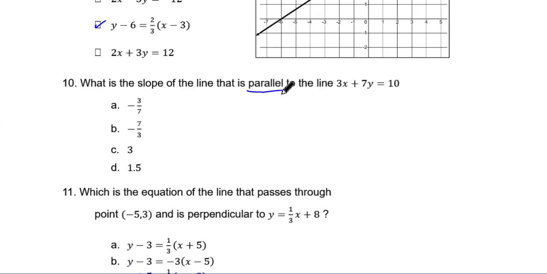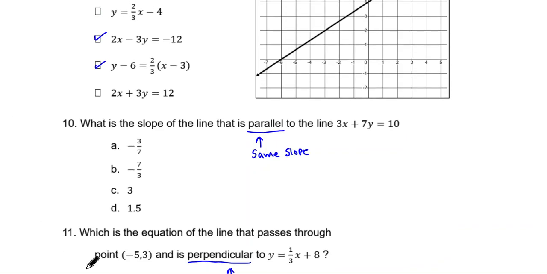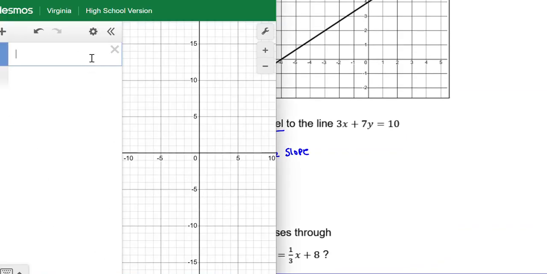So again, when we have parallel lines and also perpendicular lines, one thing you have to know is parallel lines have the same slope, okay, and perpendicular lines have the opposite reciprocal slope. So for the parallel line with the same slope, we can go ahead and graph this in decimals and find what the slope is. See how it's not written in slope-intercept form, so I can't just pick out the slope, right?